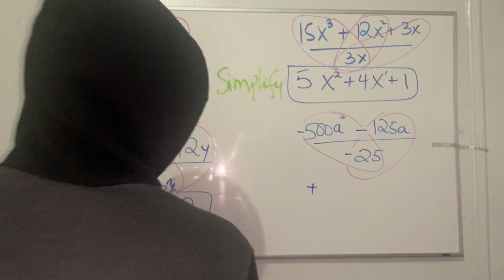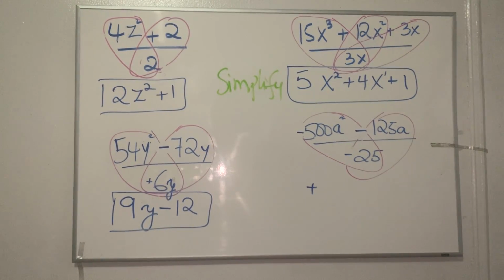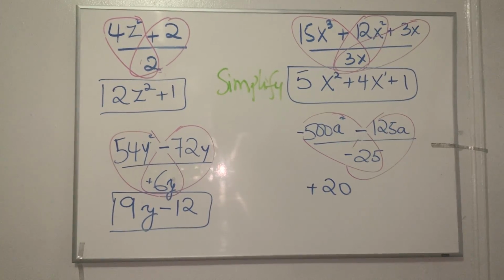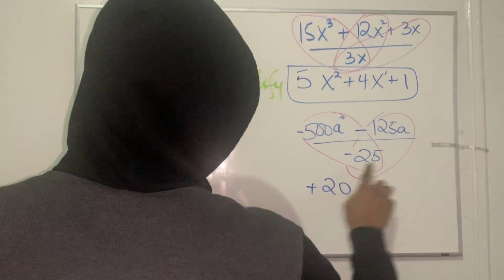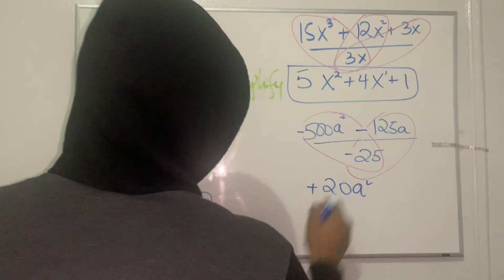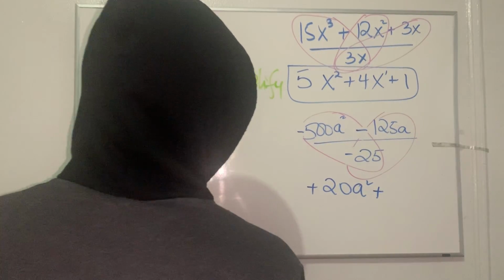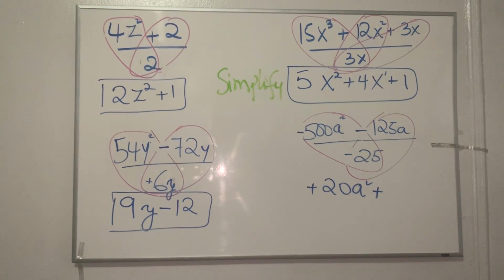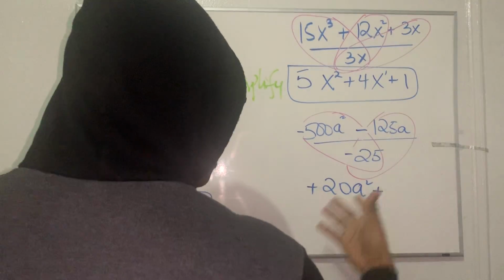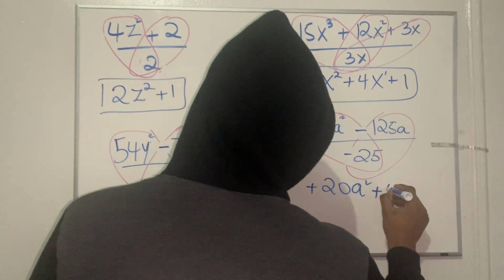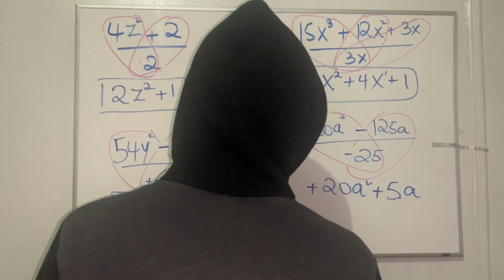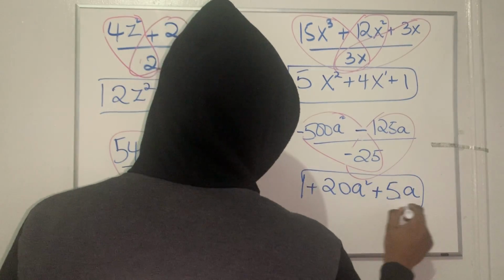So 500 divided by 25 should be 20. You can do that with your calculator, or you can trust me. It's 20. So you don't have an a over here, so you just have to write a squared. Now negative divided by negative is positive. 125 divided by 25 is 5. Simply, in $125, how many $25 do we have? We have 5. And then we don't have an a at the bottom, which means we just have to bring down the a. So this is your final answer.